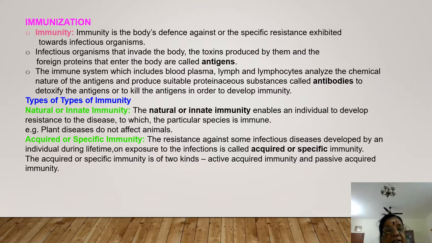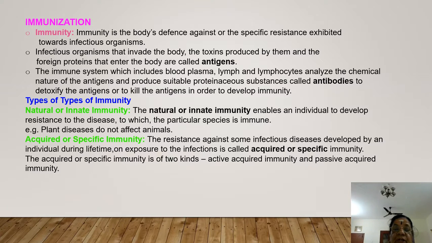Okay, so acquired immunity, the resistance against some infectious disease developed by an individual during lifetime on exposure to infection is called acquired or specific immunity. The acquired or specific immunity is of two kinds: active acquired immunity and passive acquired immunity. That when we are able to develop our own resistance to diseases, that is natural immunity. Natural immunity is also known as innate immunity.